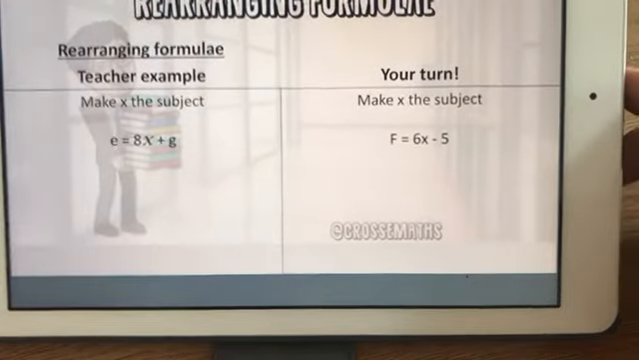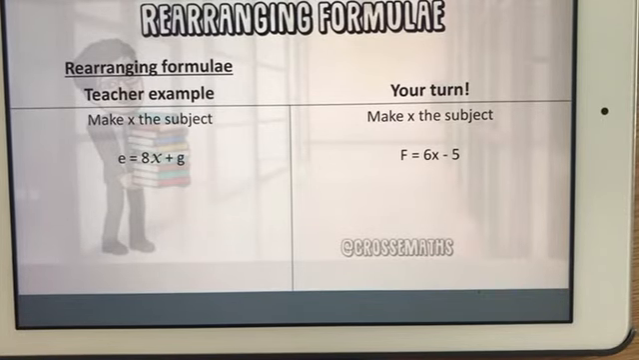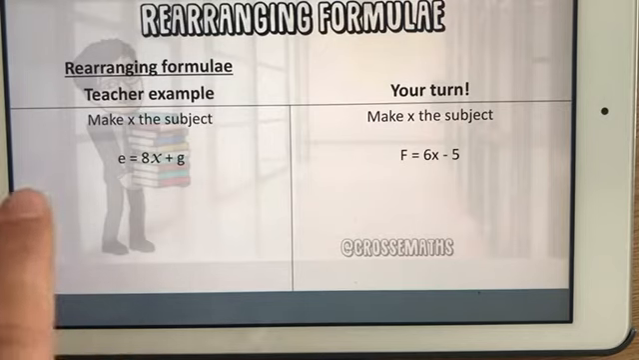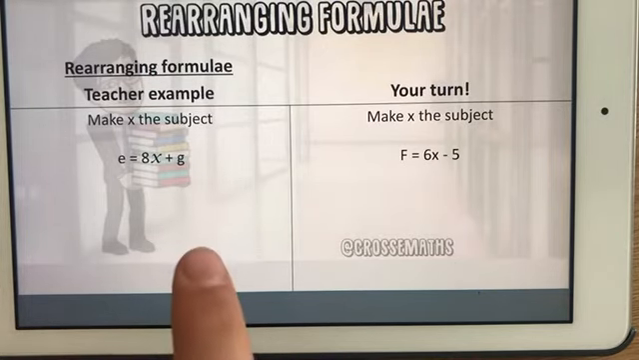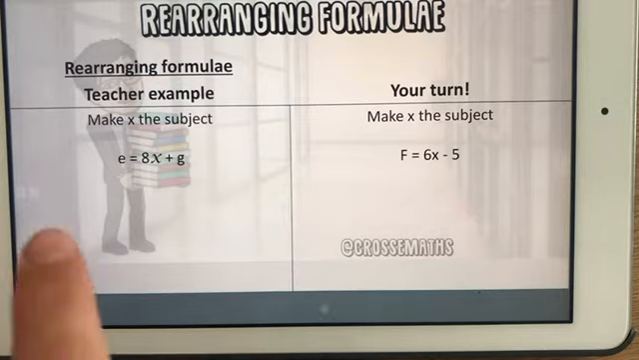Right then, so making stuff the subject. Rearranging formula, very straightforward. If I want to rearrange this to make x a subject, I've got to just follow solving equation steps. Nothing changes. All that happens is you can't get a numerical answer at the end.